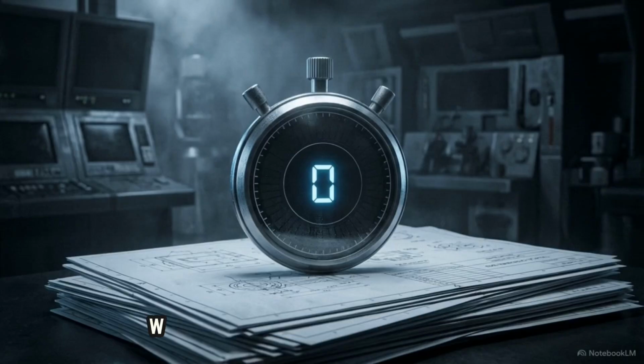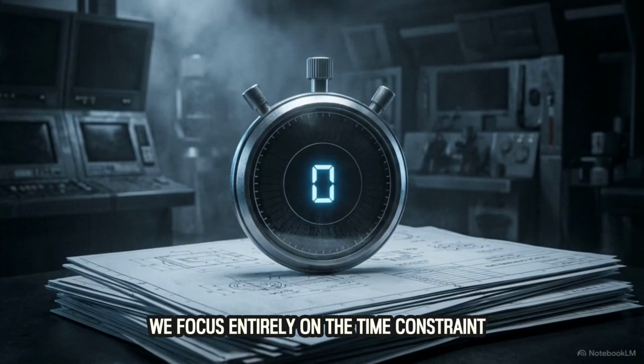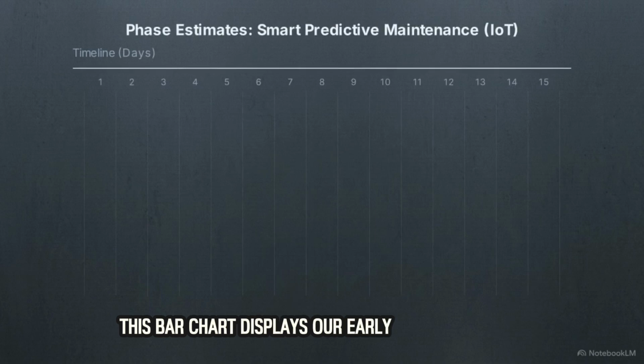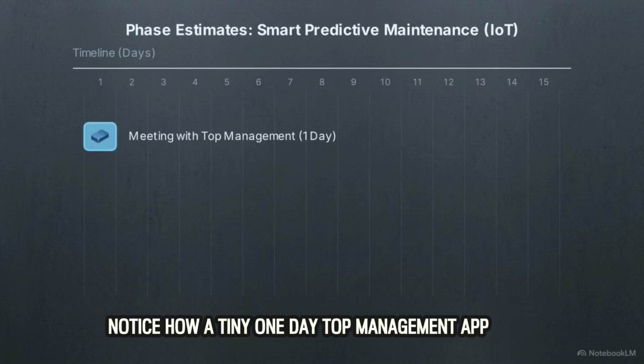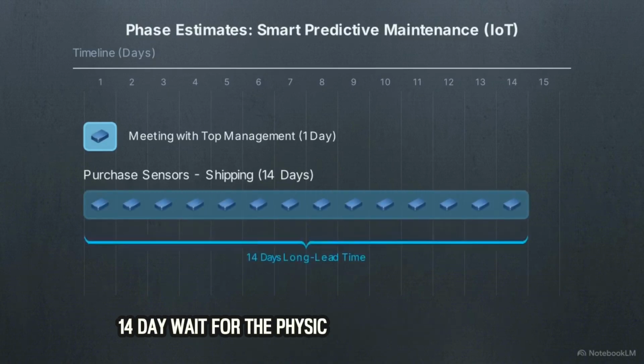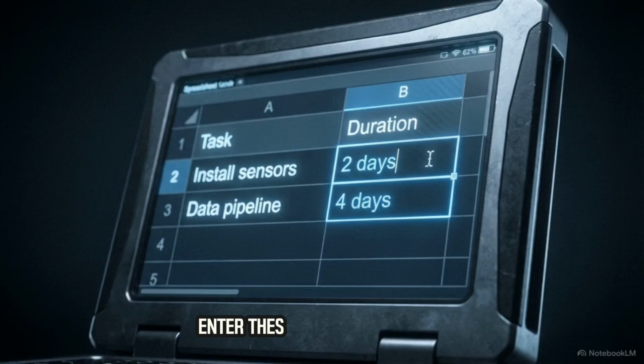With the structure built, we focus entirely on the time constraints. We must define exactly how long each piece of the operation requires to complete. This bar chart displays our early phase estimates. Notice how a tiny one-day top management approval is completely dwarfed by a massive 14-day wait for the physical sensors to be shipped. Enter these specific durations into the corresponding column.